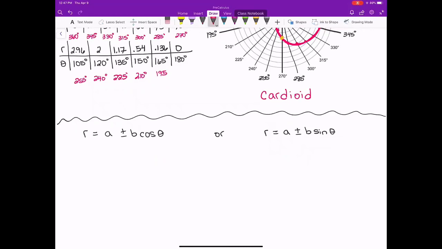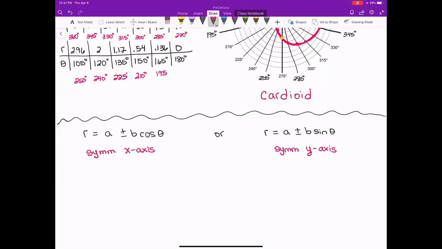So these guys are symmetric on the x-axis. And these guys are symmetric on the y-axis. And hopefully that makes sense because we're talking about cosine versus sine. So pretty self-explanatory there.